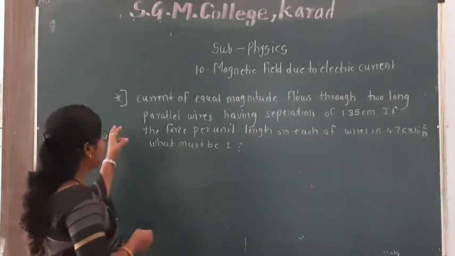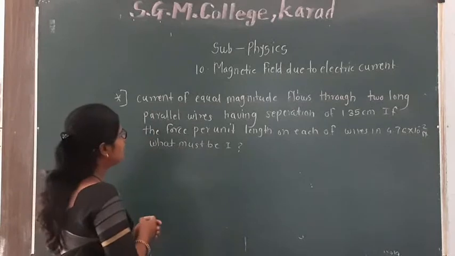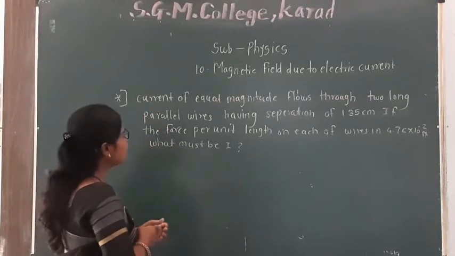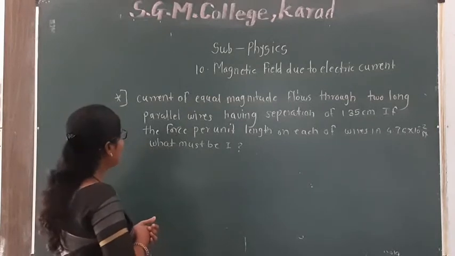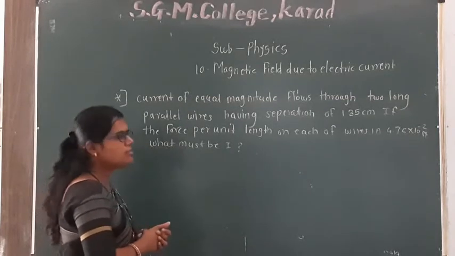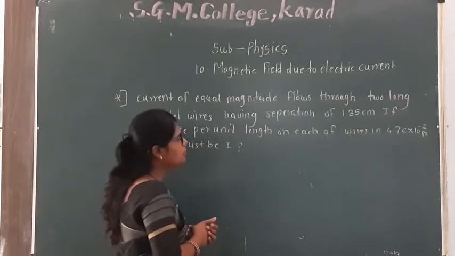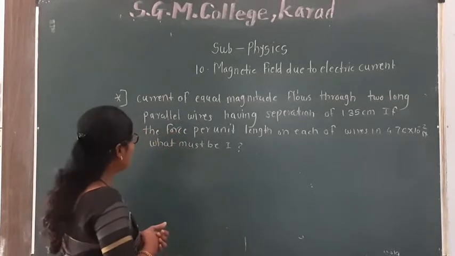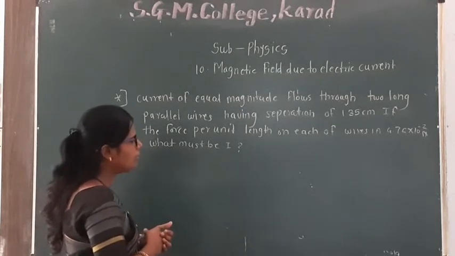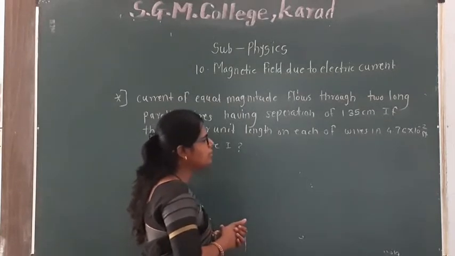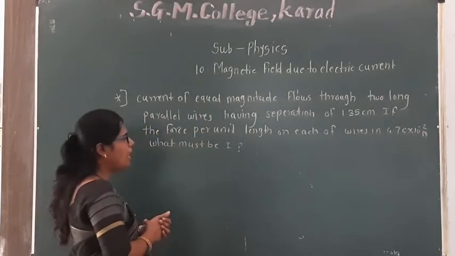Now one more example we have to see here. First I will read this example. The currents of equal magnitude flow through two long parallel wires having a separation of 1.35 centimeter. If the force per unit length on each wire is 4.76 into 10 raised to minus 2 Newton, what must be I?